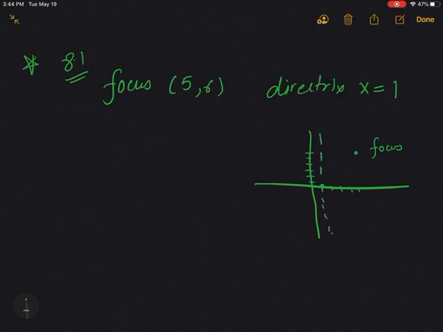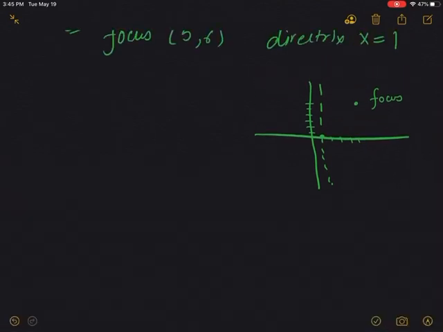Now, based off these two things on the graph, I know the parabola would open to the right side. Why? Because the directrix is outside and the focus needs to be inside. So the vertex would be somewhere in the middle here, and the parabola would open this way. Now let's set up the equation. Since the parabola opens to the right, it's x equals a y-squared equation for sure.